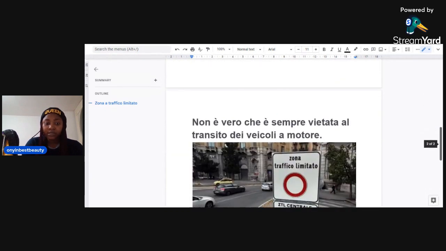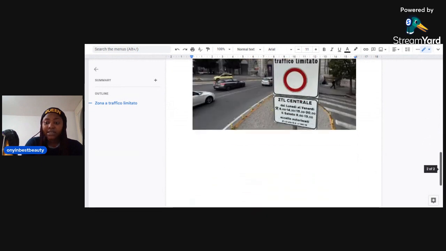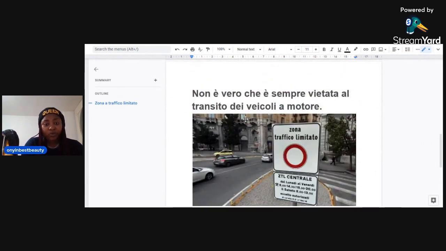Hope you're following, guys. Now it goes ahead and said, non è vero che è sempre vietato il transito di veicoli a motore. It is not true that it is always forbidden for vehicles to transit on this particular zone. Listen, it does not tell you that vehicles cannot transit. That was why it told you eccetto, except these particular vehicles can enter. Meaning that it is not always forbidden.